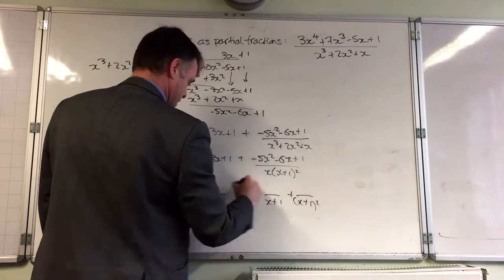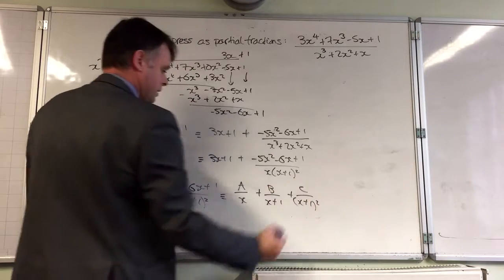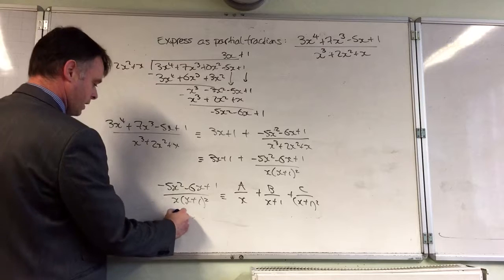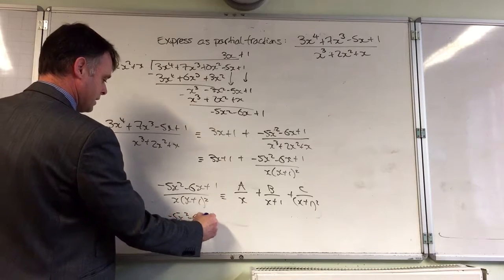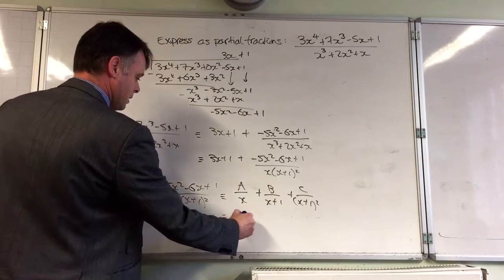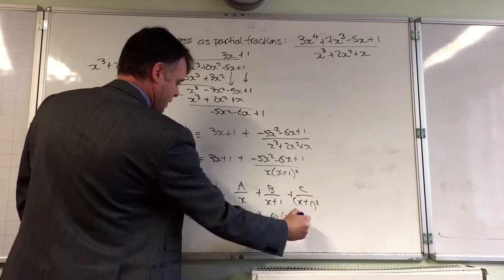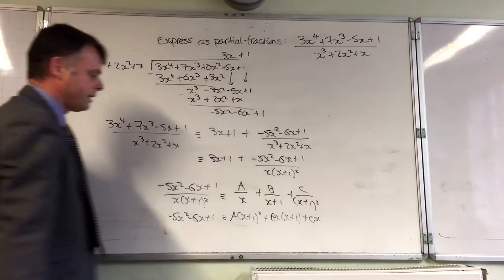A, B, and C at the top. And then you have to substitute and do that. Then you multiply the bottom, and then you cancel them out, and you get minus 5x squared minus 6x plus 1 equals A bracket something plus B bracket something plus C bracket something. You get that like that.